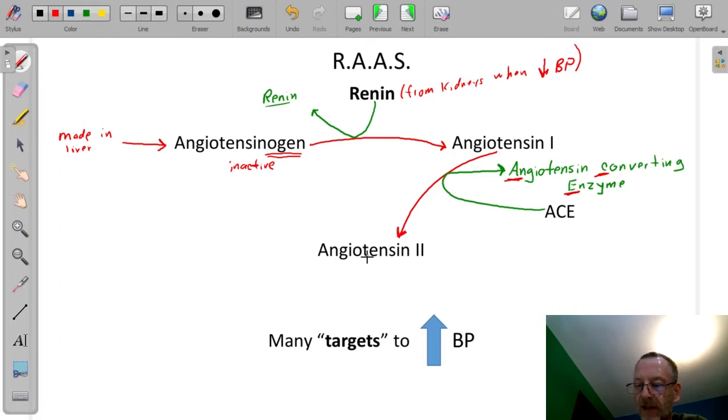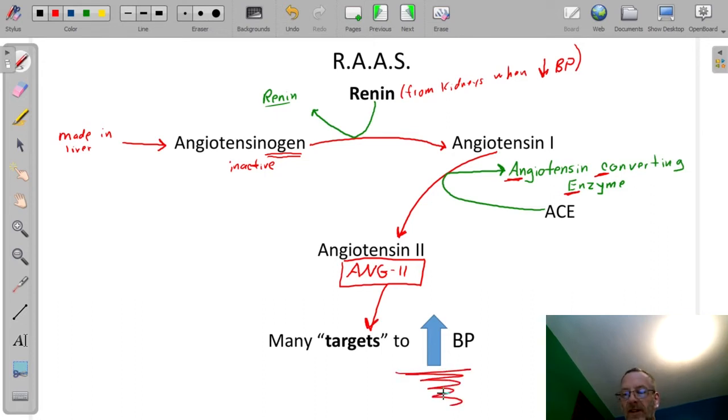What is important is that we have angiotensin 2, which I'm going to abbreviate as Ang2. And angiotensin 2 has many targets, all to raise the blood pressure. So know this little cascade. Renin is released from the kidneys with a drop in blood pressure, converts angiotensinogen to angiotensin 1. Angiotensin 1 is converted to angiotensin 2 by ACE. And then we go to the next slide with lots of targets for angiotensin 2, all of which will raise the blood pressure.